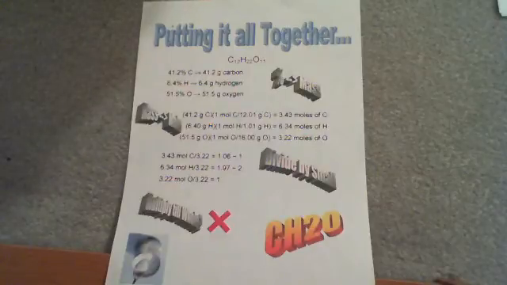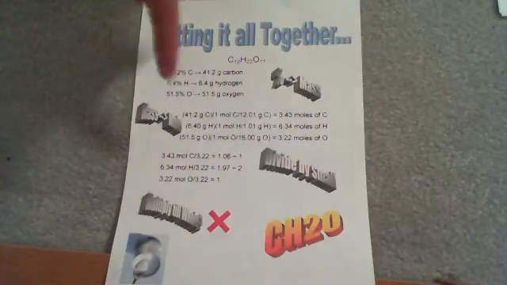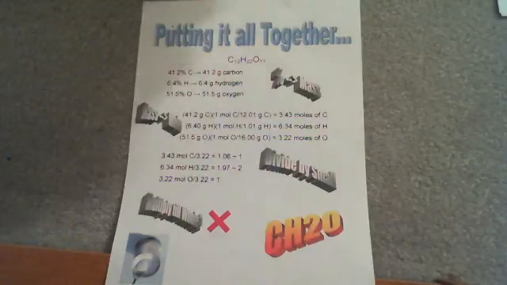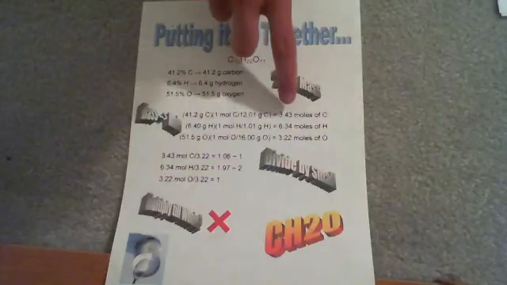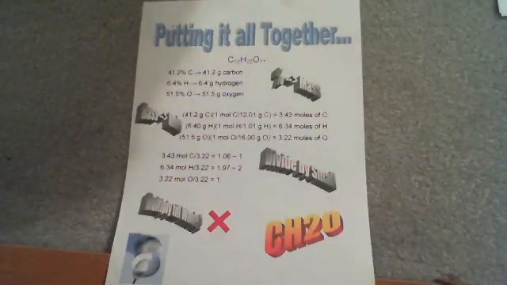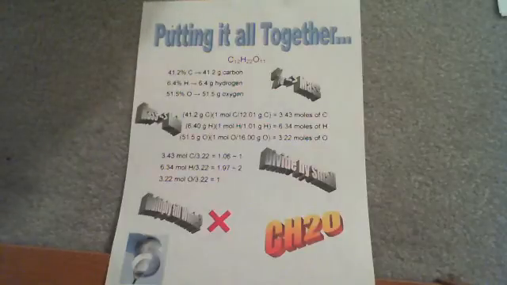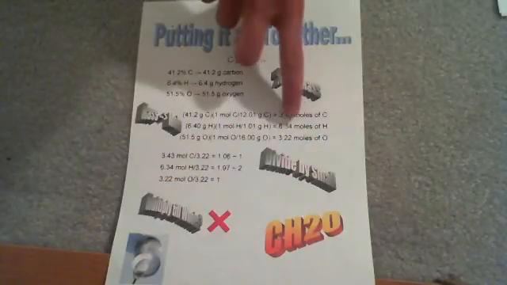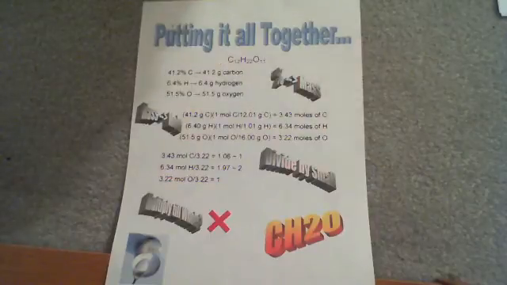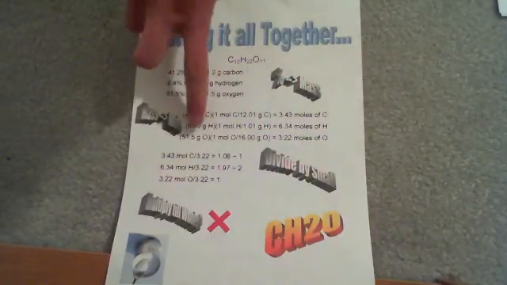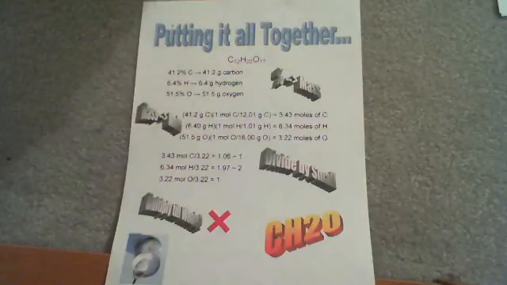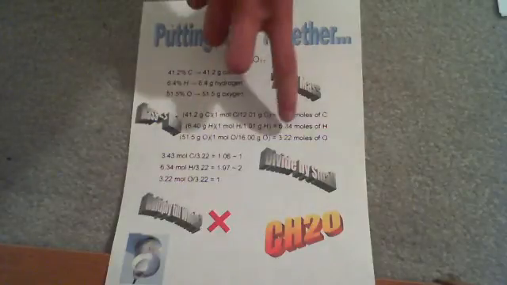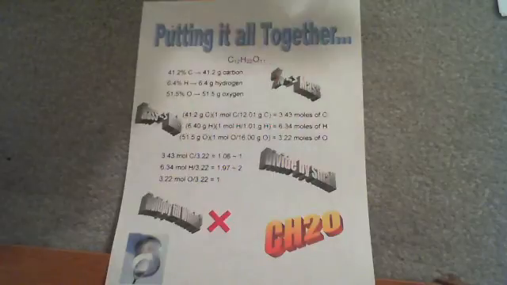From these masses, we can then calculate the number of moles of each element. 41.2 grams of carbon divided by its atomic mass of 12.01 grams yields 3.43 moles of carbon. 6.40 grams of hydrogen divided by 1.01 grams equals 6.34 moles of hydrogen. 51.5 grams of oxygen divided by the atomic weight of 16 grams equals 3.22 moles of oxygen.